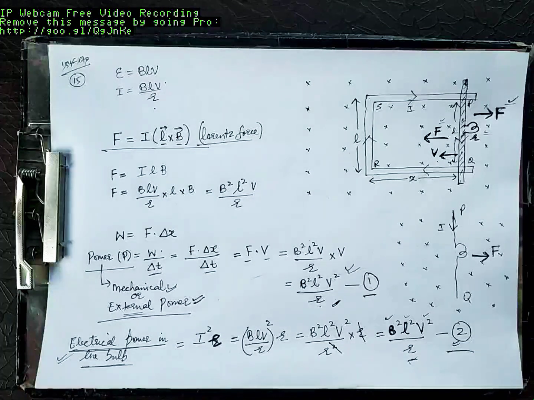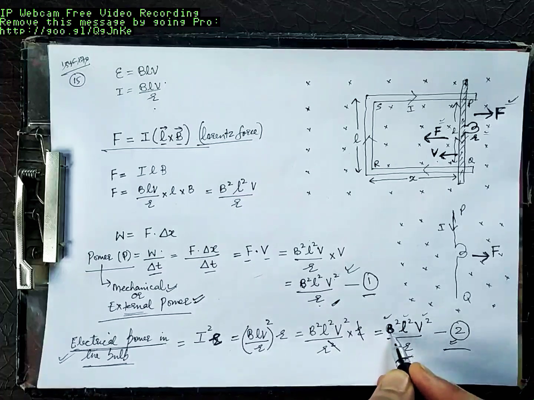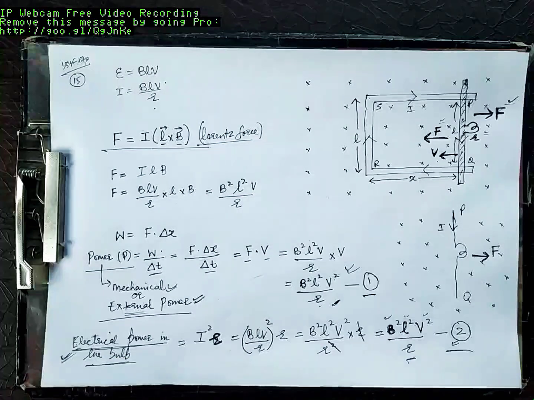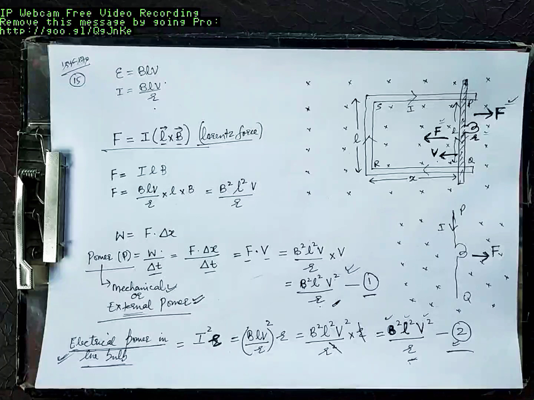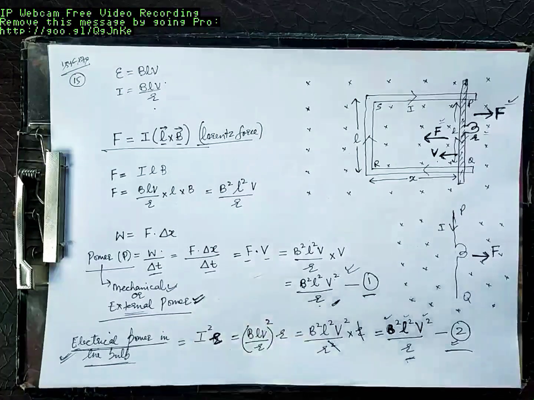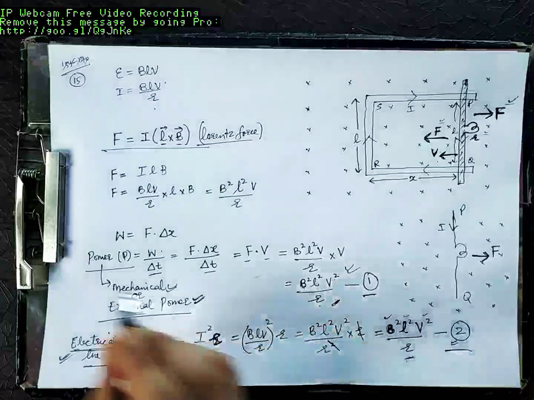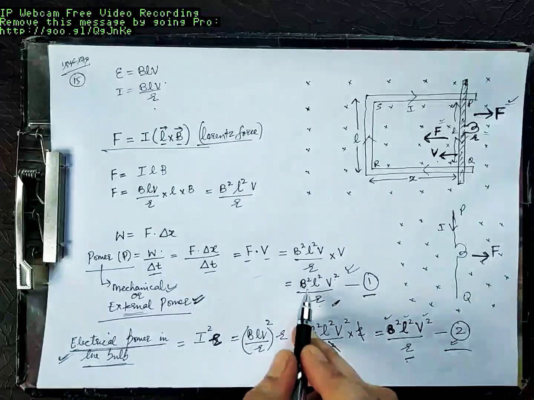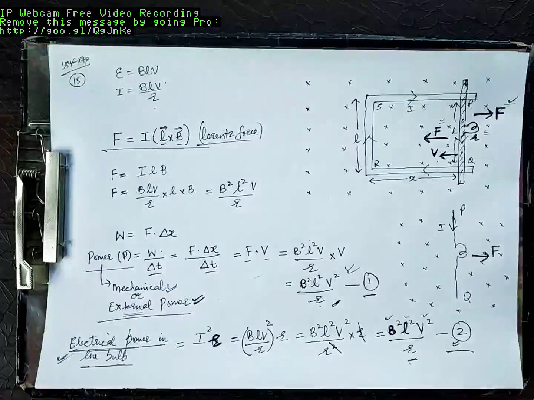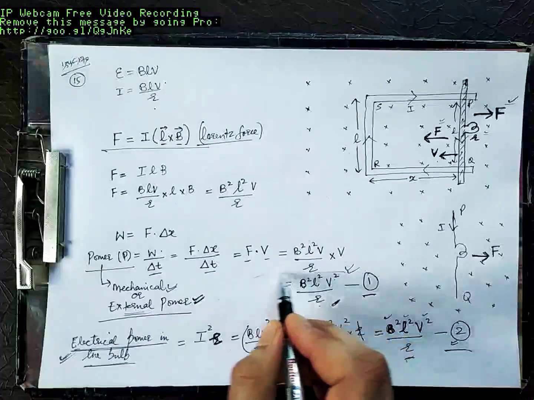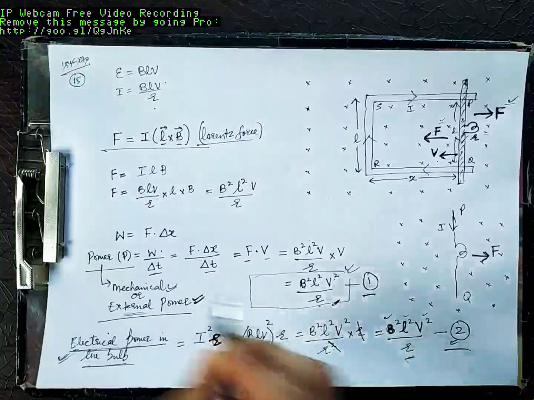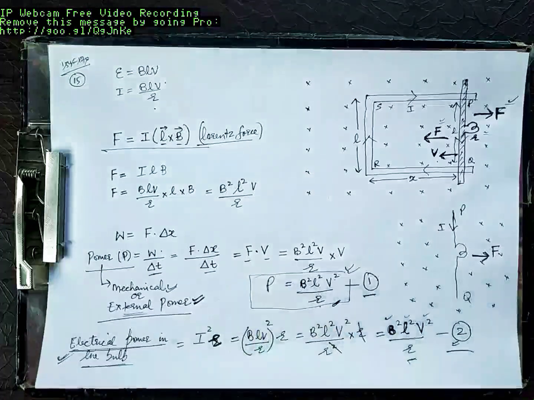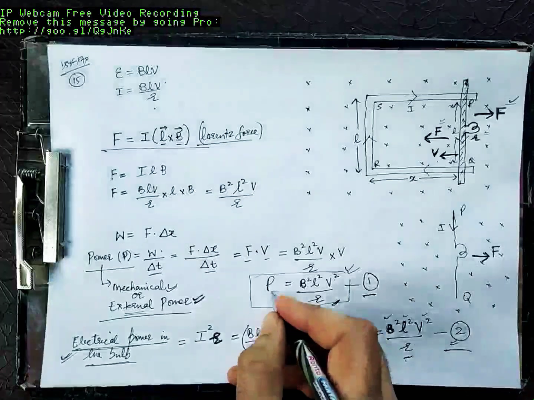If you increase B, you will have more electrical power at the output. But how? At what expense? At the expense of more mechanical power on the input side. When you increase B, mechanical power has to be increased. Increasing B means you will have to increase the mechanical power. This is the power that you have to put in. This is mechanical power, or you can write this as PM, mechanical power.